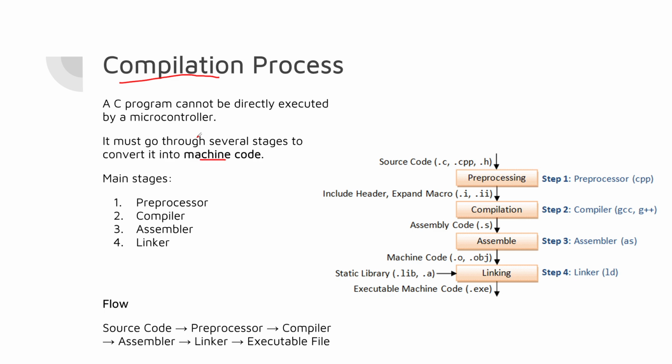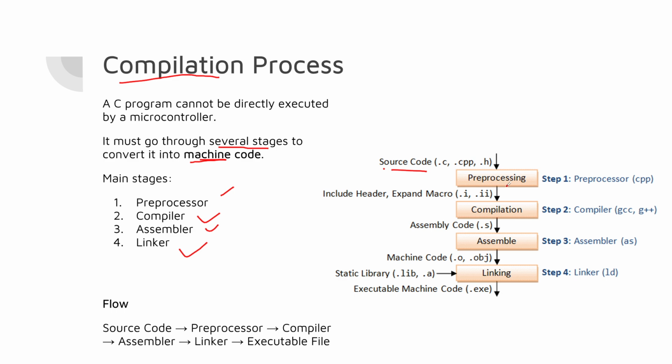Generally we write the C program, which is the human readable source. That human readable source is converted into machine executable code. To convert our human readable code into the machine code, there are several stages in between. Those stages are pre-processing stage, compiler stage, assembler and linker. These are the four stages which are used to convert our human readable source code, like a .c file, into our .exe file.